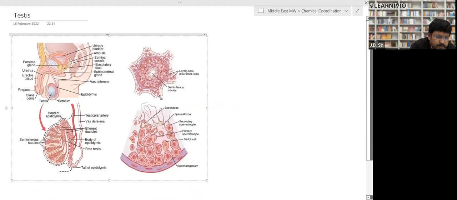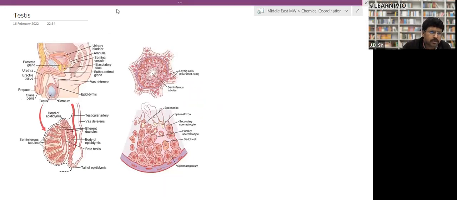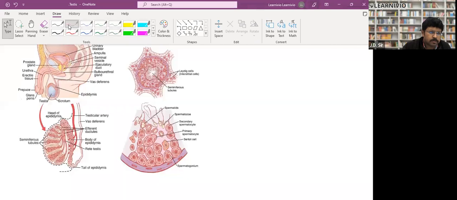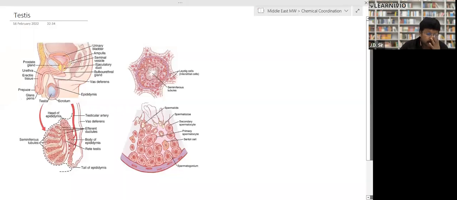So look, this is the structure of testis. Testis remains enclosed in a pouch-like structure that is called scrotum. They control the temperature of this one. This is the structure of a lateral section of testis. Testis have some tubule-like structures. These are called seminiferous tubules.